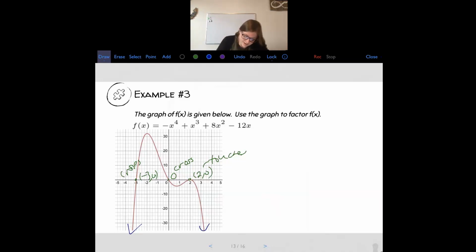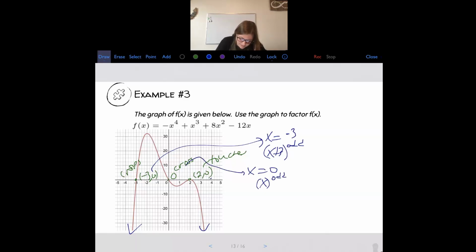Okay, so one of our zeros is x is -3, and so this becomes a factor of x plus 3, and it's going to be to an odd power. We have x is equal to 0, which just gives us a factor of x, and that's also going to be to an odd power. Okay, and that's coming from this one. And then we have x is equal to 2, which gives us x minus 2, and this should be even.